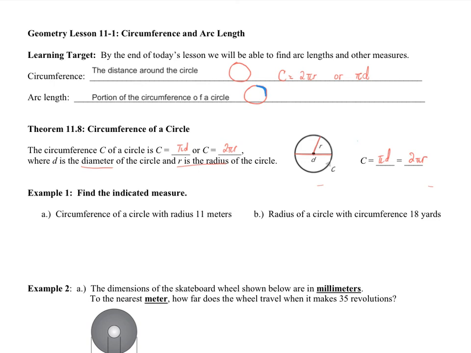Example 1. Find the indicated measure. Part A. Circumference of a circle with radius 11 meters. So we can just take the formula, c equals 2 pi r, and substitute r in for 11 to get 22 pi. And you could leave your answer in terms of pi.